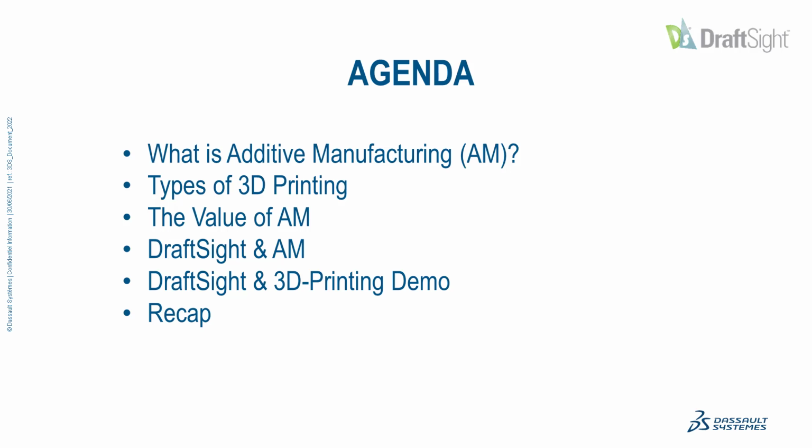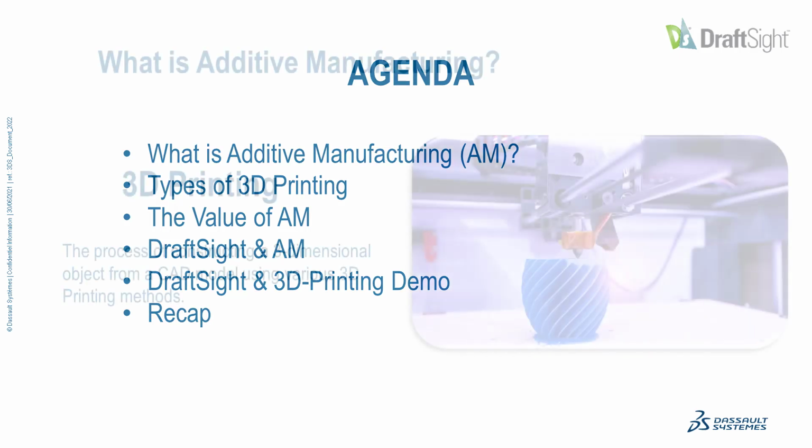And then finally, we'll understand how DraftSight can be a solution to your additive manufacturing needs with a demonstration on how you can design a part in DraftSight, starting with a 2D layout and then converting to a three-dimensional model. That design can then be exported from DraftSight to be sent to a 3D printer to build your part or your prototype. So, with that said, let's get into it.